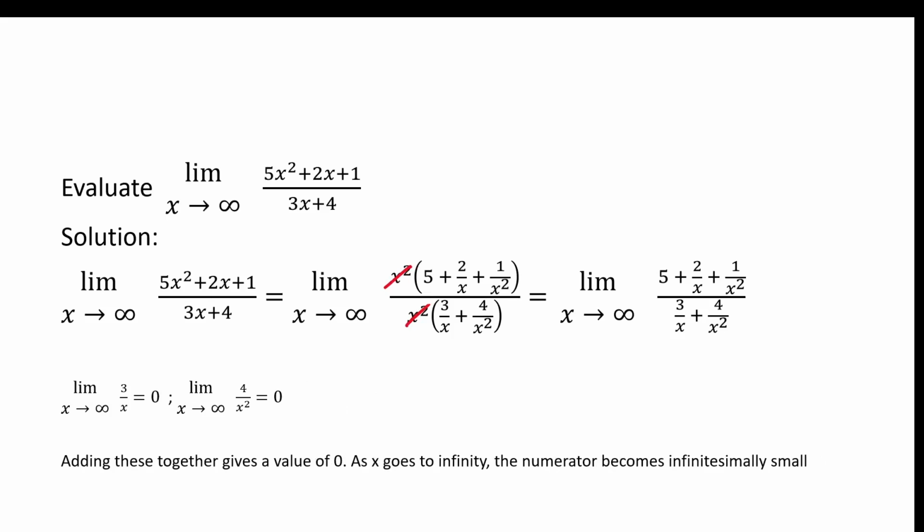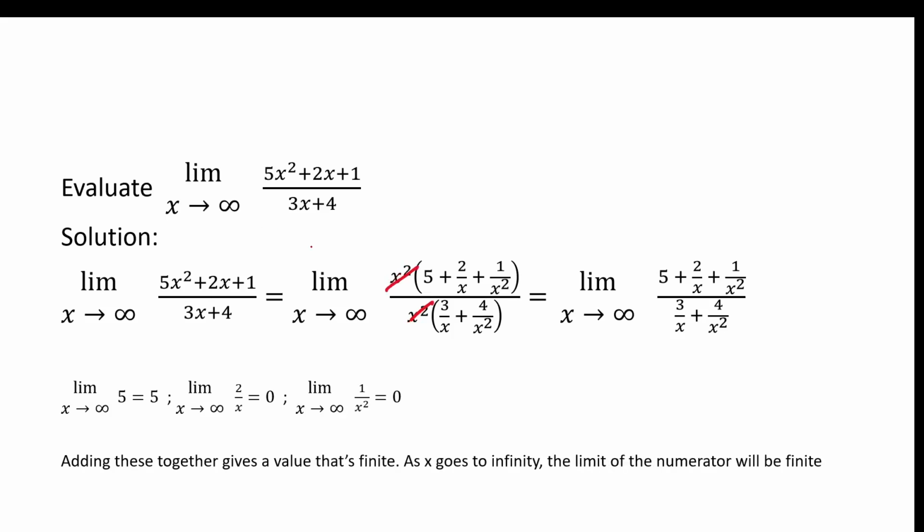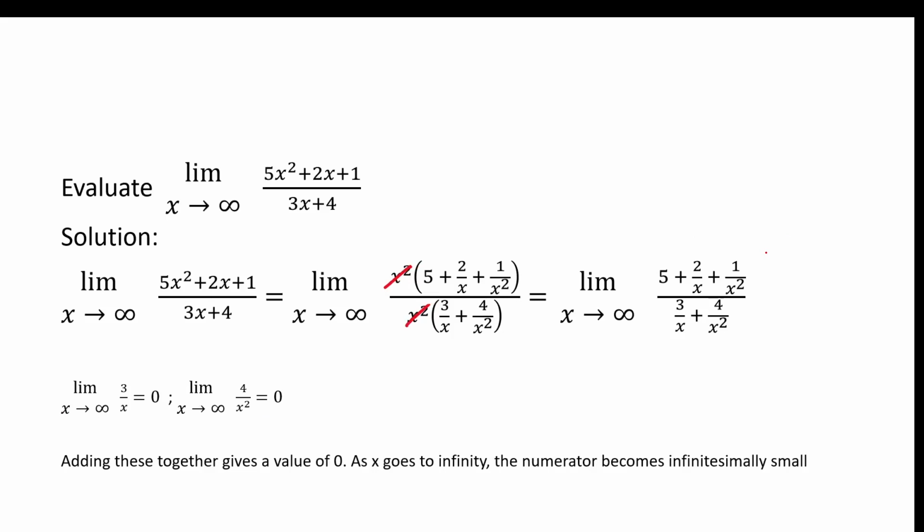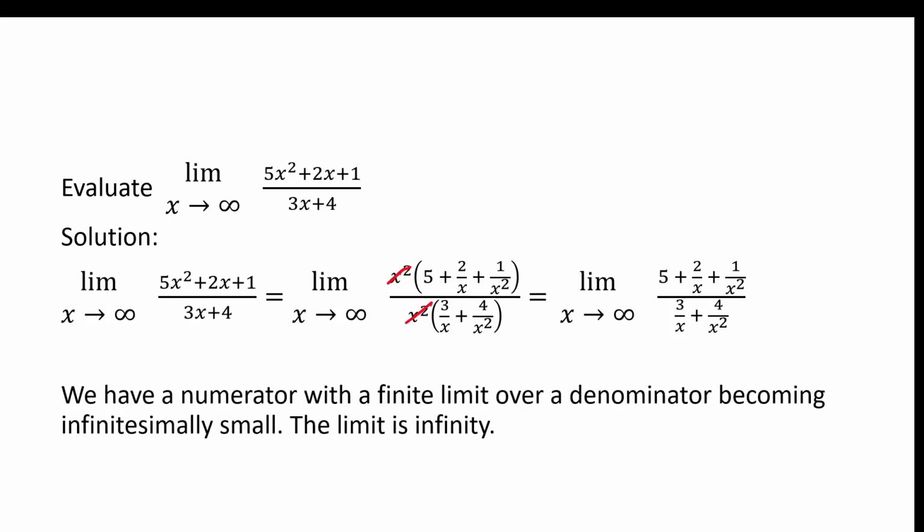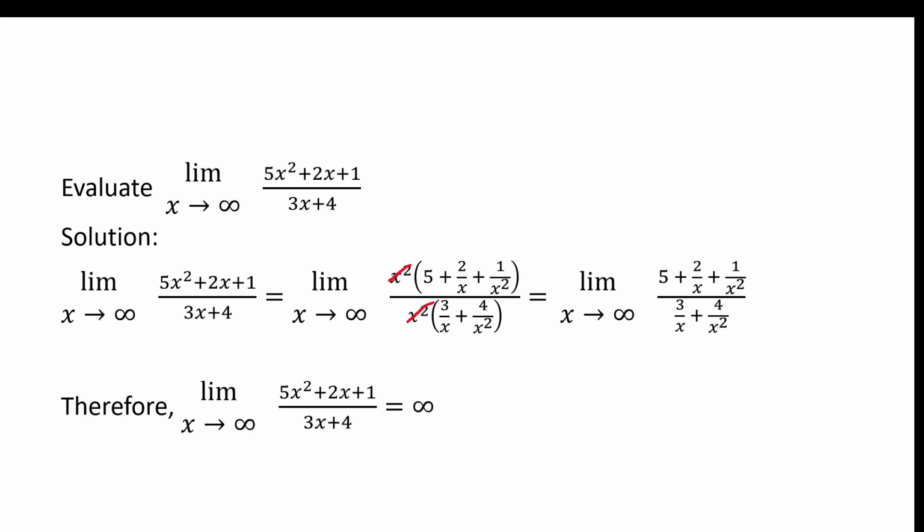Okay, and that's what we're discussing here. So again, going through each of these individually, the limit as x goes to infinity of 5 equals 5. The limit as x goes to infinity of 2 over x equals 0. The limit as x goes to infinity of 1 over x squared equals 0. The limit as x goes to infinity of 3 over x is 0. The limit as x goes to infinity of 4 over x squared is 0. And we have a numerator with a finite limit over a denominator becoming infinitesimally small. The answer there is infinity.